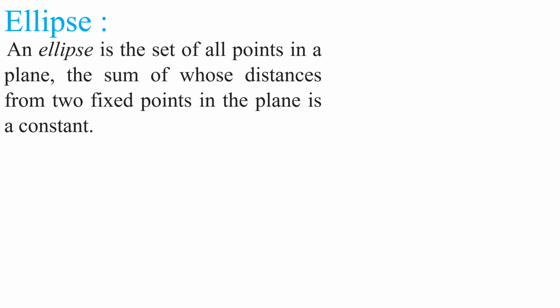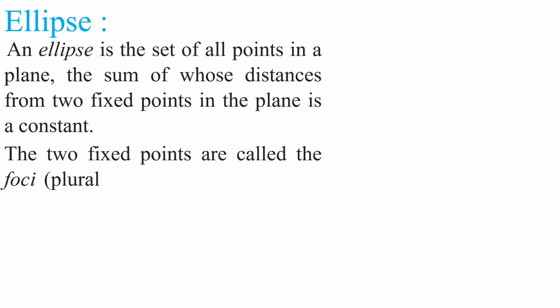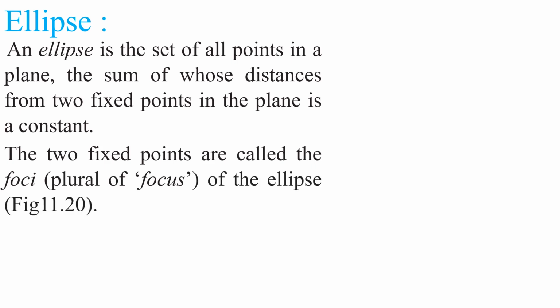An ellipse is the set of all points in a plane, the sum of whose distances from two fixed points in the plane is always a constant. The two fixed points are called the foci, plural form of focus, of the ellipse.